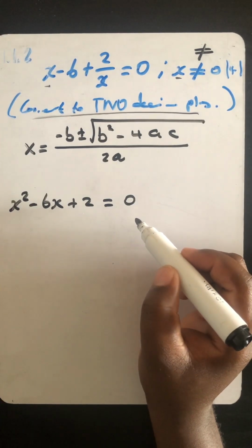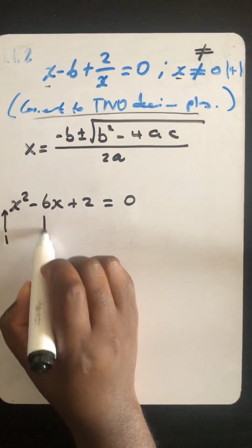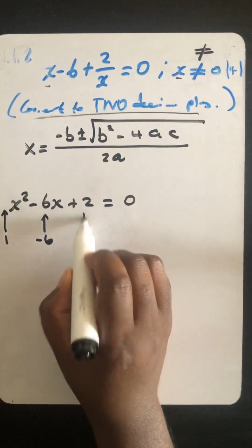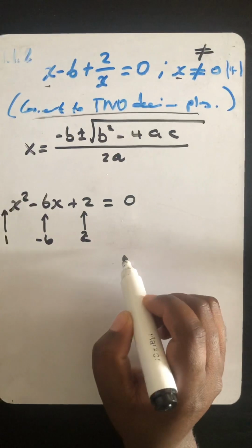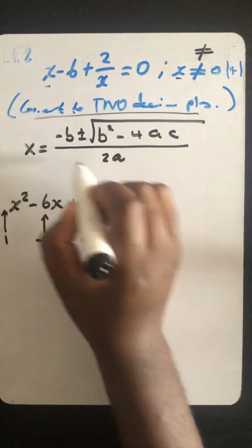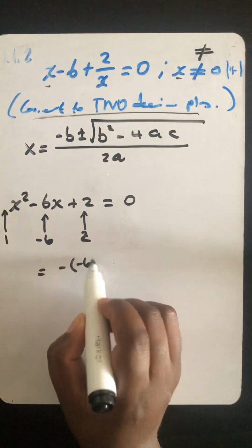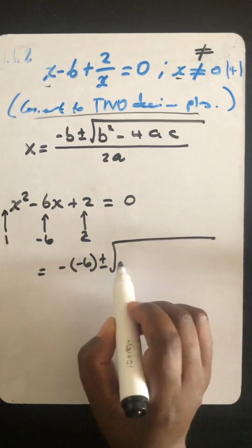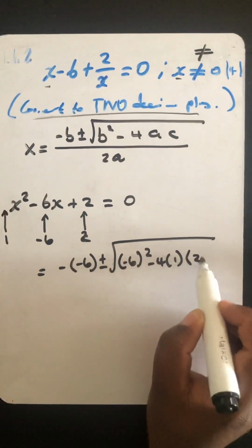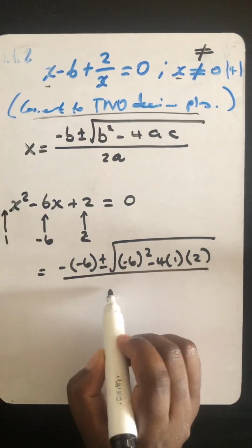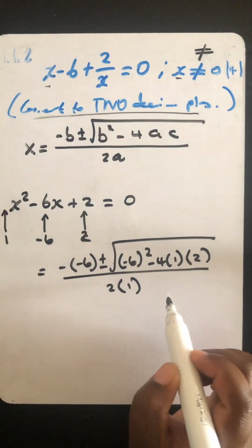So now that it is in the standard form, you can therefore see that you've got your a value being invisible 1, your b value being negative 6, your c value being 2. So you can easily substitute into your formula there, meaning you have negative b, which is negative 6, plus or minus square root of b, being negative 6 squared minus 4, your a being 1, your c being 2, all of that divided by 2, and then you have your a being invisible 1.